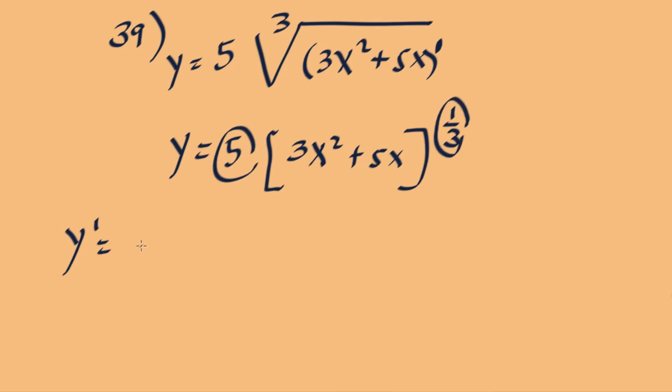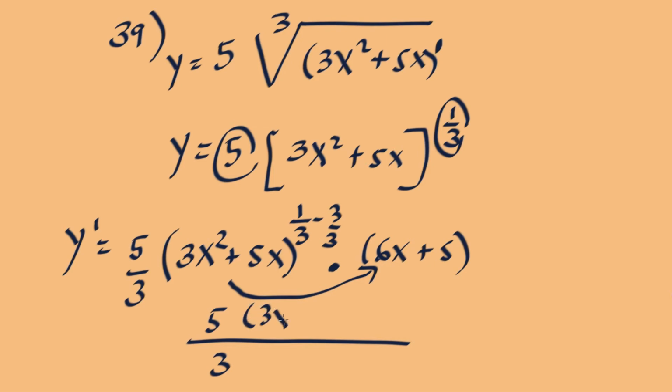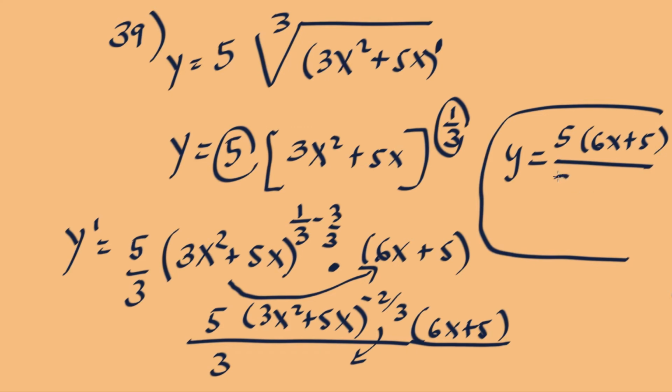So 1/3 times 5 is 5 over 3, multiplied by the base 3x squared plus 5x raised to 1/3 minus 1, or 1/3 minus 3 over 3. And then multiply by the derivative of this base, which is 6x plus 5. Then simplify. So we get 5 over 3, 3x squared plus 5x raised to negative 2/3 times 6x plus 5. Now we can move this down. If you move it down, then we have 5 times 6x plus 5 as our numerator, and our denominator is going to be 3 times 3x squared plus 5x, raised from negative 2/3 now to positive 2/3.